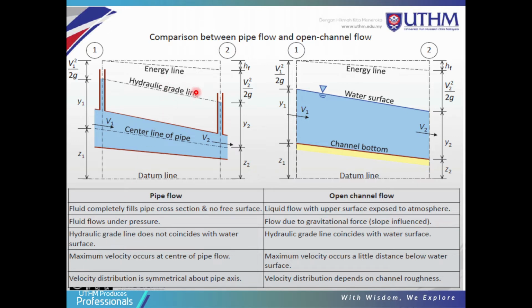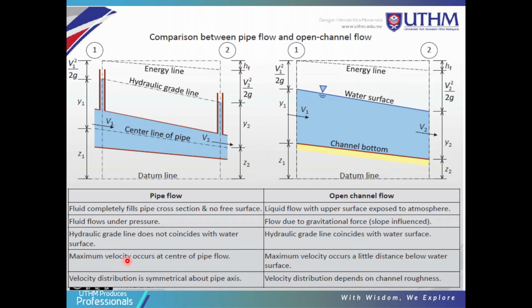In pipe flow, there is a hydraulic grade line and an energy line, but for open channel, there is only the energy line. In pipe flow, fluid flows under pressure, and in open channel flow, the flow is due to gravitational force and slope influence. So there is a slope here. In pipe flow, the hydraulic grade line does not coincide with the water surface, but for open channel flow, the hydraulic grade line coincides with the water surface.